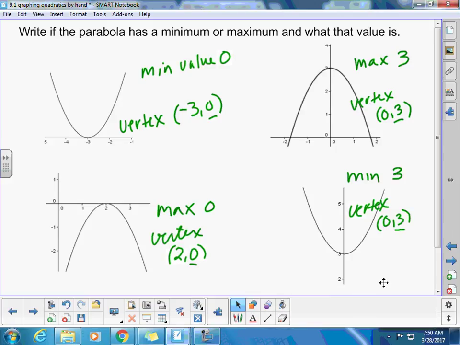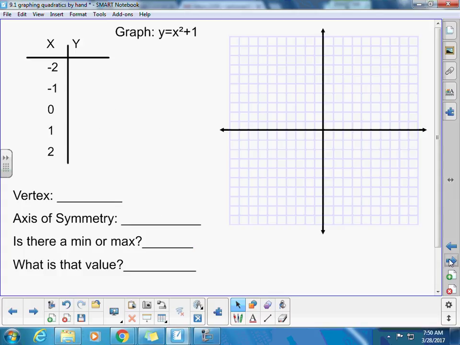So I wrote the minimum value and the vertex for all of these. So get them all written down. If you notice, the minimum or the maximum is the y value of the vertex of all of these parabolas. All right, so now we're going to graph a little more than the parent graph.